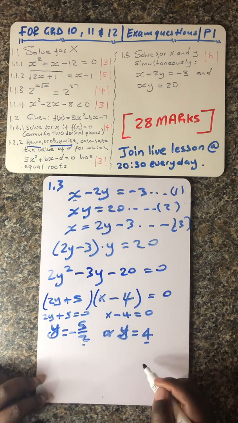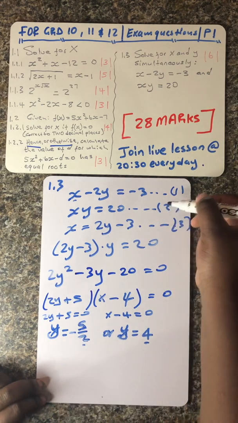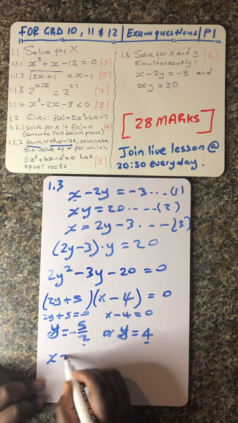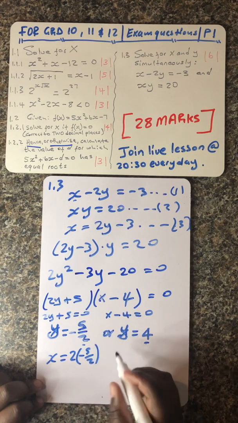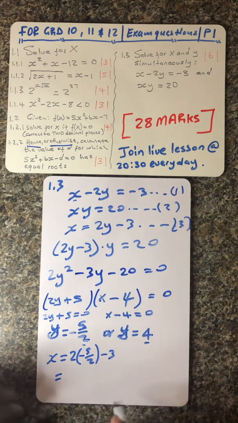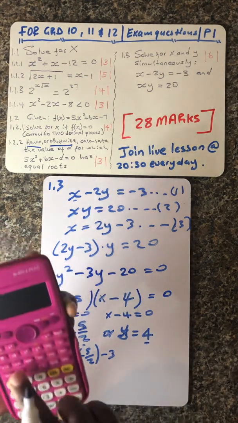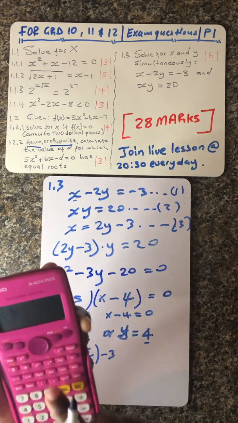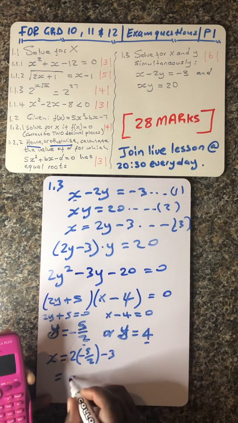Then, guys, what you do is substitute these values into the equation that you created to get the x value. So x equals 2 times, you can substitute -5 over 2 in place of y, then minus 3, and then you can just punch it on a calculator to see what answer you get. So it's 2 times negative 5 over 2, you close, you subtract 3, and the answer that I get is negative 8.